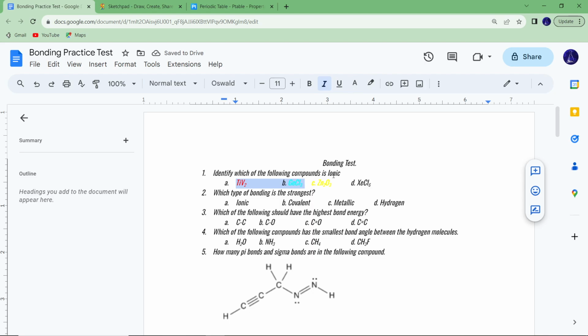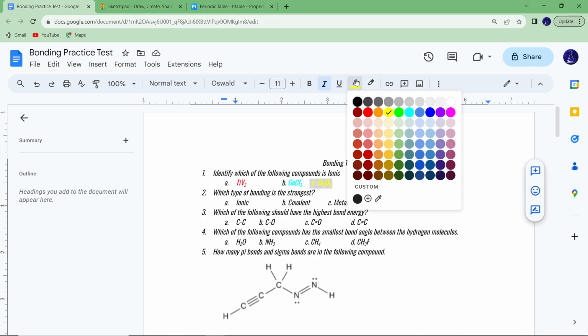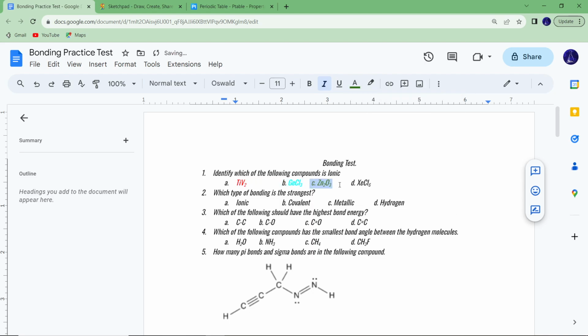We're going to circle this one right here in a color we can easily see. We'll say that it's green. And then these ones here, we're going to get back to black, okay? And so now we know that C is our first answer, okay?